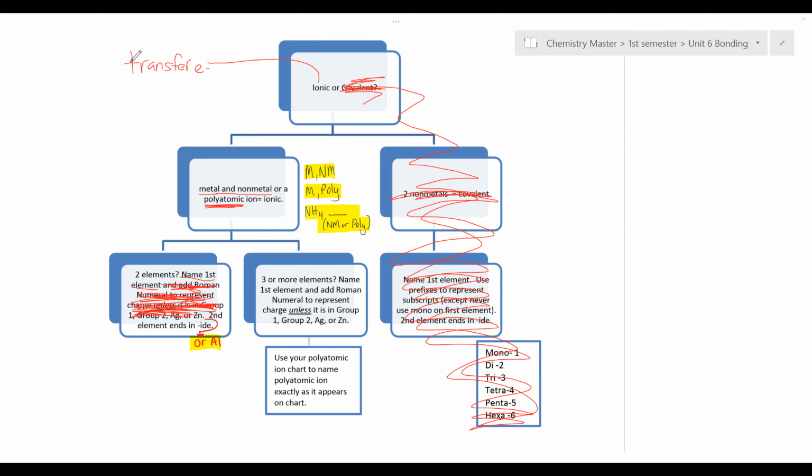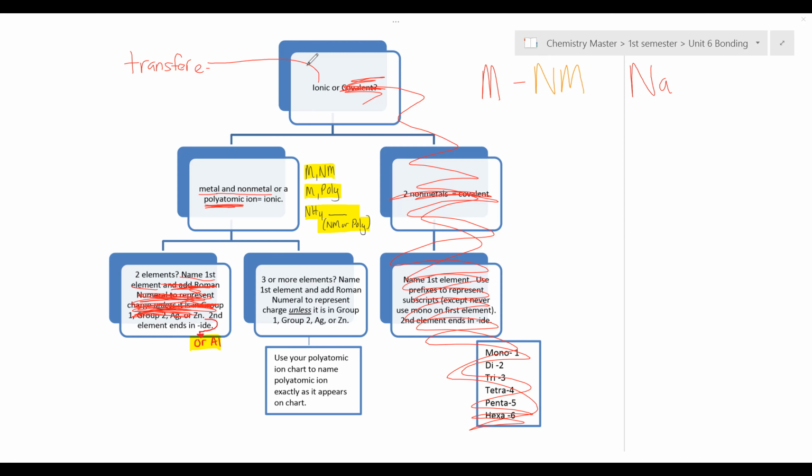Name your first element, and then your second element, you're going to change the ending to IDE. Now remember, it's always going to be, in this order, a metal followed by a non-metal. And when we're talking about metals, we're not going to get into the transitions just yet. So for example, I'll give you the first one, and this is one we've done a zillion times. What is the name of this?